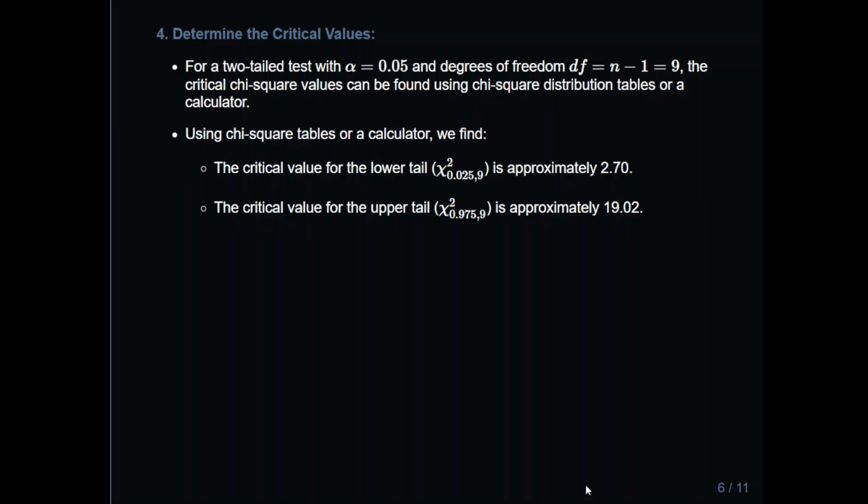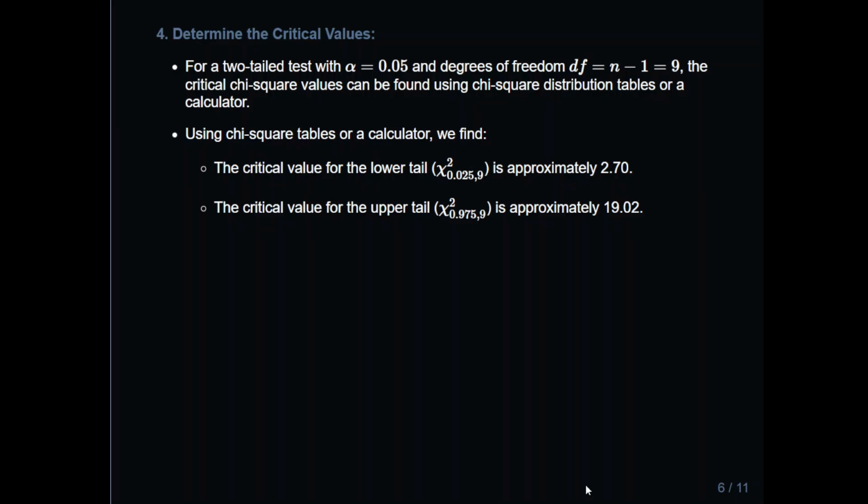So we're going to look for the upper and lower bound of the chi-squared interval. The critical value for the lower tail is chi-squared 0.025 with 9 degrees of freedom. Recalling that it's a two-tailed test with a significance level of 5%, 0.05, that means we have an interval from the 2.5% quantile to the 97.5% quantile with 9 degrees of freedom. That is an interval from 2.70 to 19.02. Those are the lower and upper critical values.